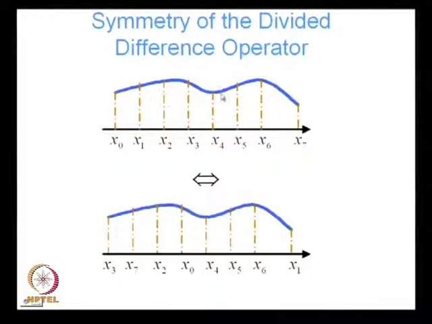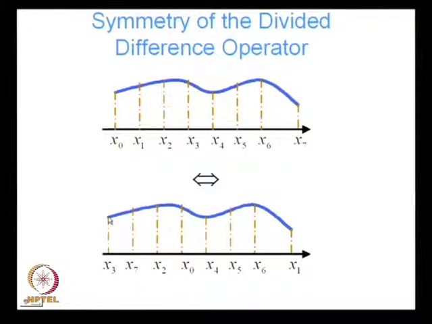Suppose I fit a polynomial like this, where I initially had the points ordered like this. Now instead of calling this point x0, I call this x3, and instead of calling this x1, I call this x7, nothing changes. I still get the same polynomial, right? I am still going to get the same polynomial because the function value at this point is the same. This function value is the same here, this is the same here, this is the same here. So the ordering, the index by which I refer to those points, is not important.